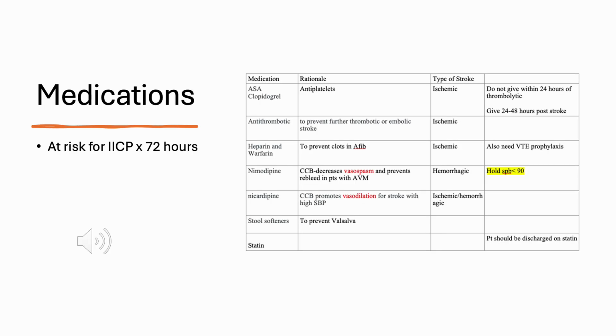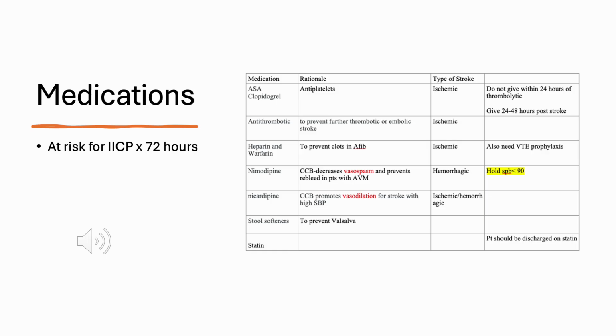Post-stroke, patients are going to be at risk for increased intracranial pressure for the first 72 hours. So you're going to give all the medication that's typically given if necessary, and you are going to monitor for increased intracranial pressure for the first 72 hours. All those interventions like placing the head of bed at 30, no flexion, etc., you're going to incorporate into the care.